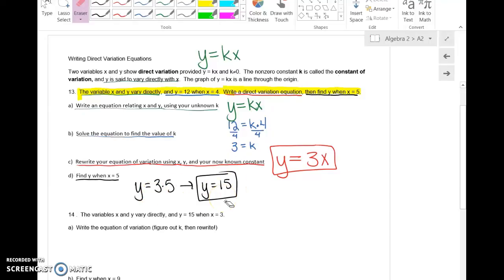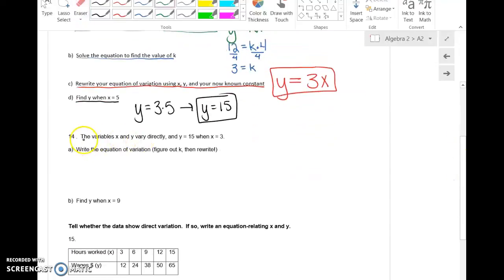So let's do that again, and I'm going to use colors again. The variables x and y vary directly. That tells me y equals kx. Y equals 15 when x equals 3. 15 equals k times 3. Notice this says write the equation of variation, figure out k, and then rewrite it. So we divide by 3 to figure out that k is 5, and now we rewrite that equation.